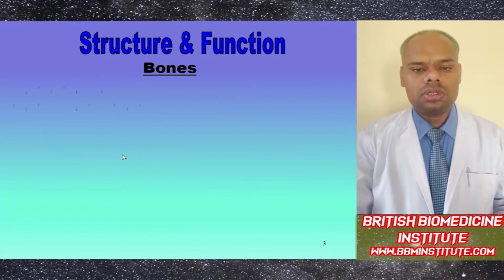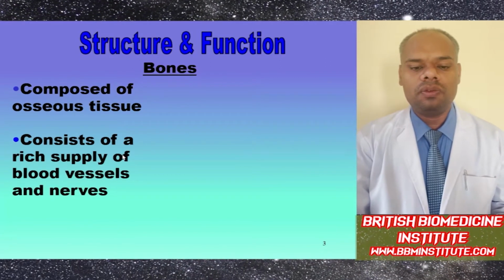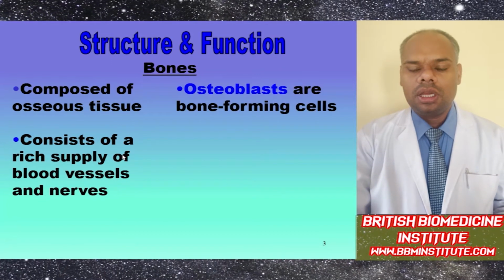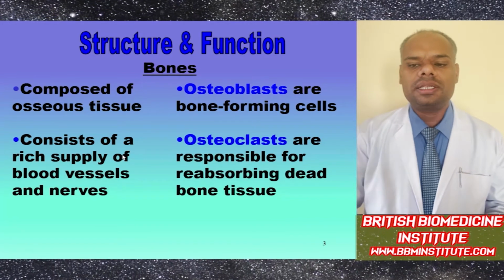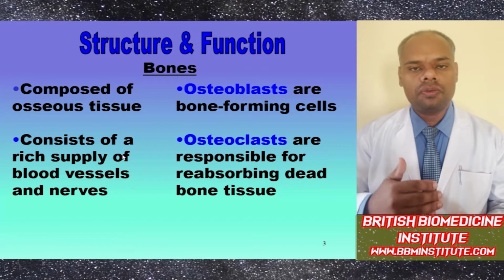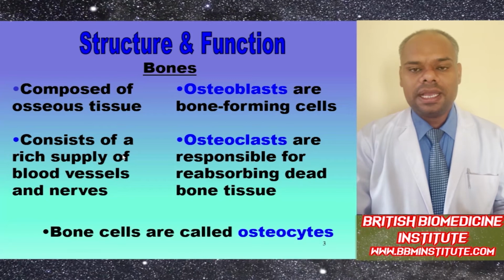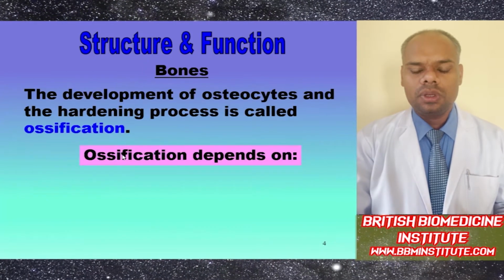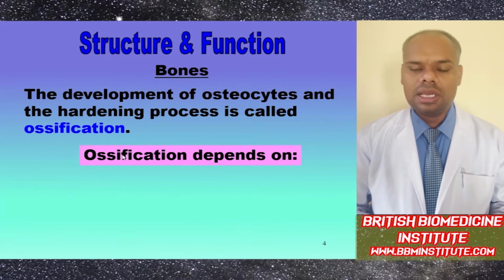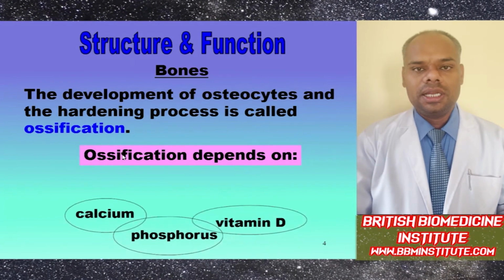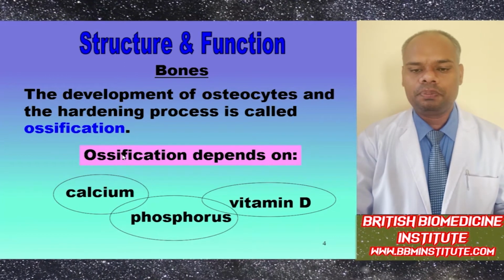So the bones are composed of osseous tissue, and they have a rich supply of blood vessels and nerves. Osteoblasts are the bone-forming cells, whereas osteoclasts are responsible for reabsorption of dead bone tissue. Bone cells are called osteocytes. The development of osteocytes and the hardening process is known as ossification, and the ossification process basically depends upon calcium, phosphorus, and vitamin D.